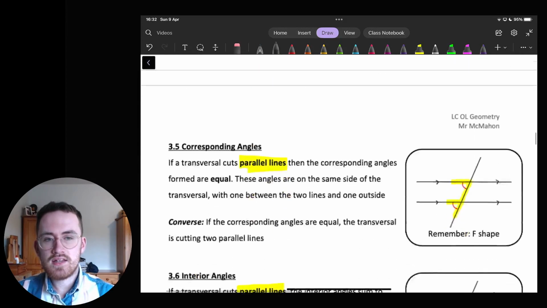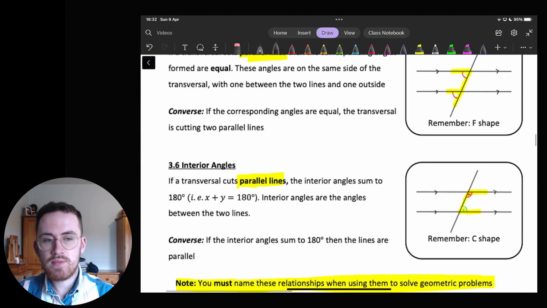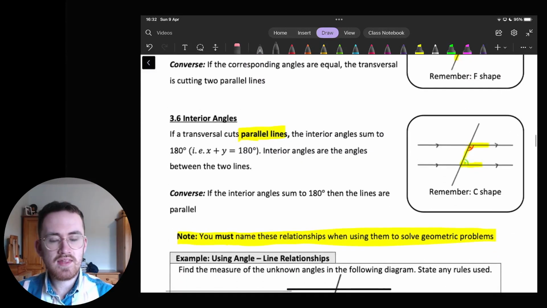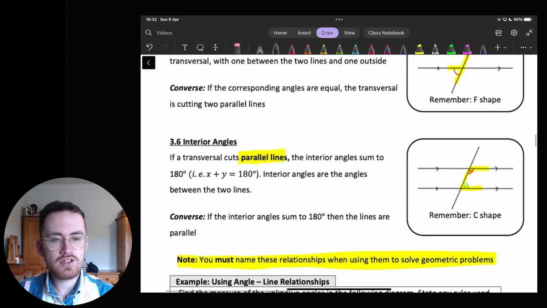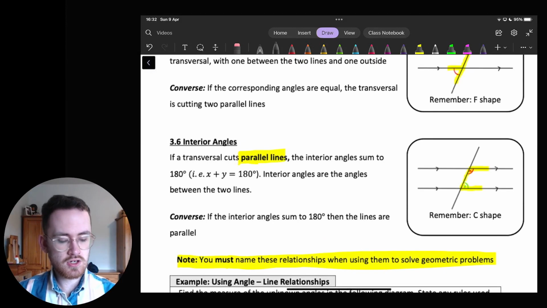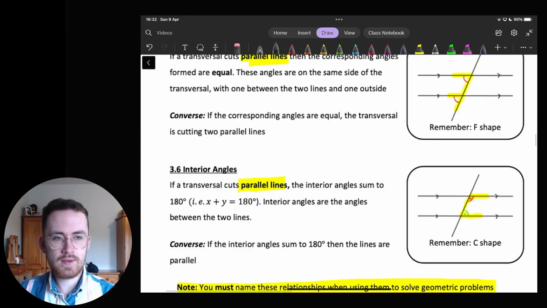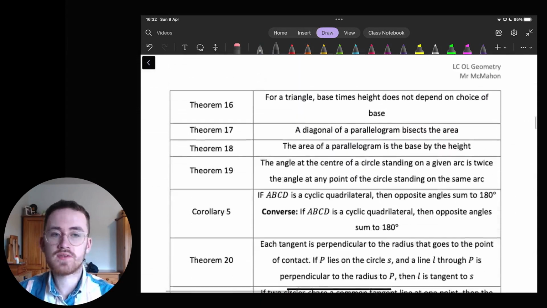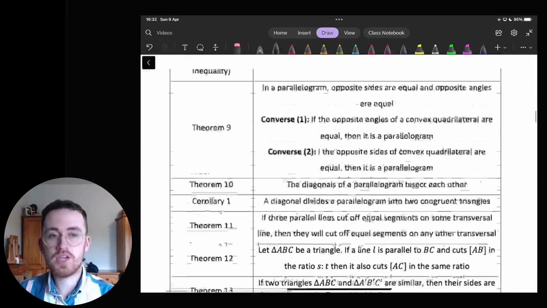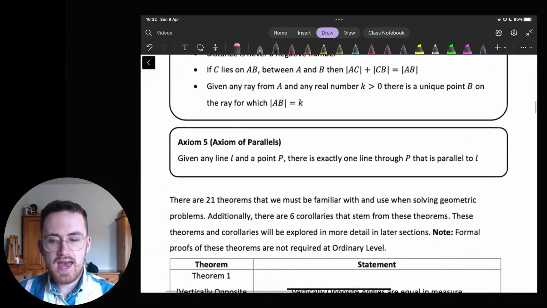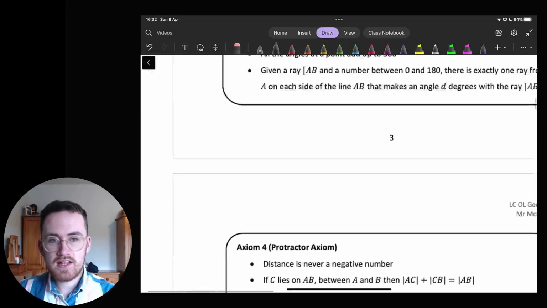Alternate, interior, and corresponding, you must have parallel lines before you can use those, and that's probably the main issue people run into, trying to use them when they don't have parallel lines. So just make sure that when you're using those ones that you have your parallel lines. And otherwise, as we said, make sure that you read over those theorems, read over the axioms, making sure you're happy with all of those and able to use them in answering your questions.